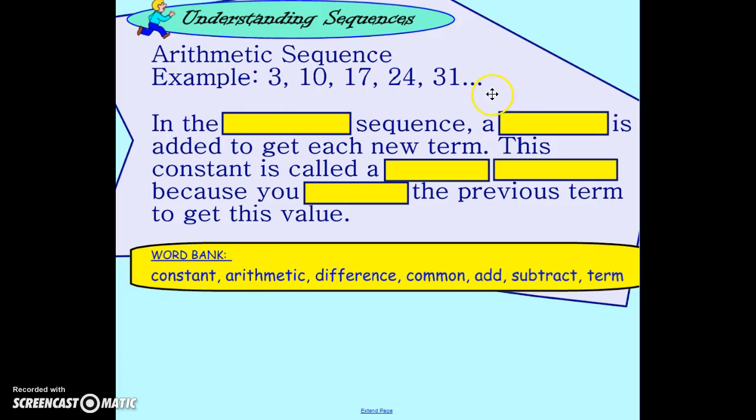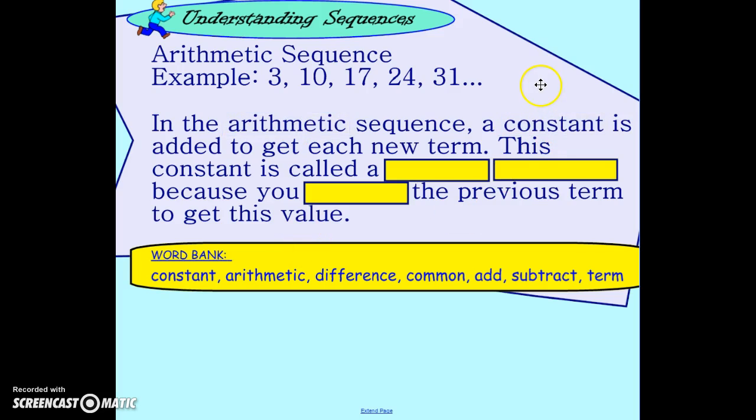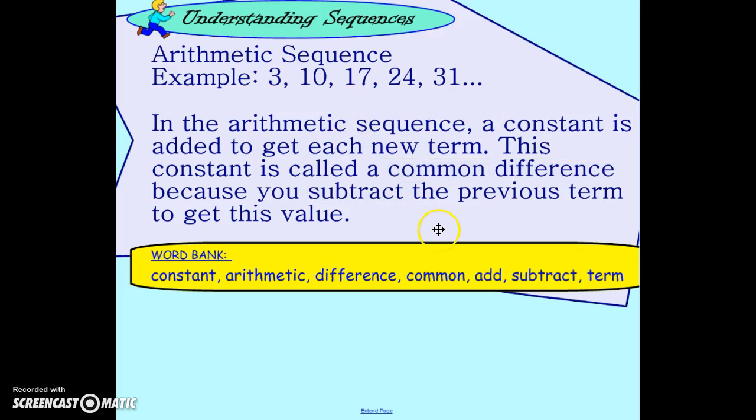We have this example. In the arithmetic sequence, a constant is added to get each new term. This constant is called a common difference because you subtract the previous term to get this value. So if we're looking left to right, we're adding. And it's called a common difference because you have to subtract from the previous term to get the value. For example, 10 minus 3 is 7. So we have to add 7, and the difference between the two is 7.